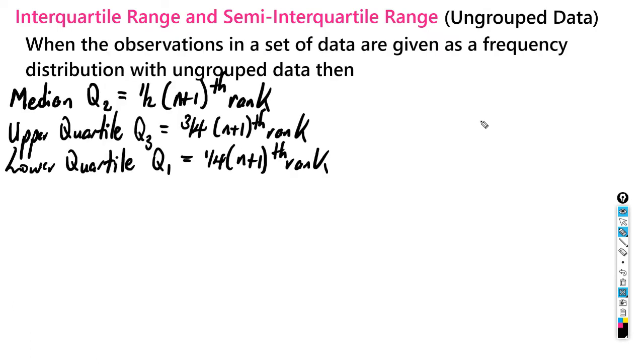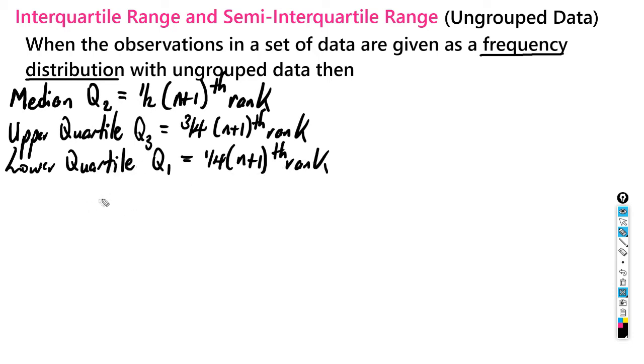Okay. All right, guys. So we're going to be looking at the interquartile range and semi-interquartile range with ungrouped data. And it says when the observations in a set of data are given as a frequency distribution, meaning the data is ungrouped, then the median Q2 is equal to half the n plus 1th rank. The upper quartile Q3 is equal to 3/4 of the n plus 1th rank, and the lower quartile Q1 is equal to 1/4 of the n plus 1th rank.